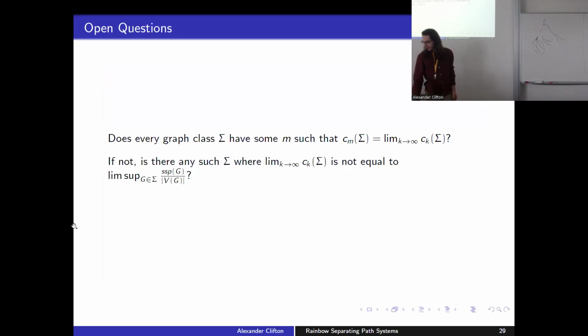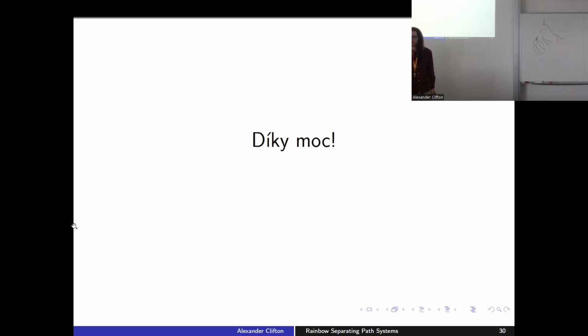And then the last thing that we care about is we can consider the limit of these CKs, because the limit does exist. And the question is, for a sufficiently large number of colors, do you actually hit the limit, or is there going to be some graph class where you're getting closer and closer but never getting there? All right, thank you.